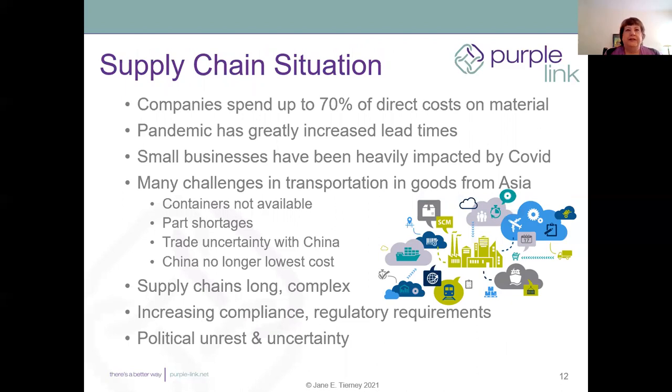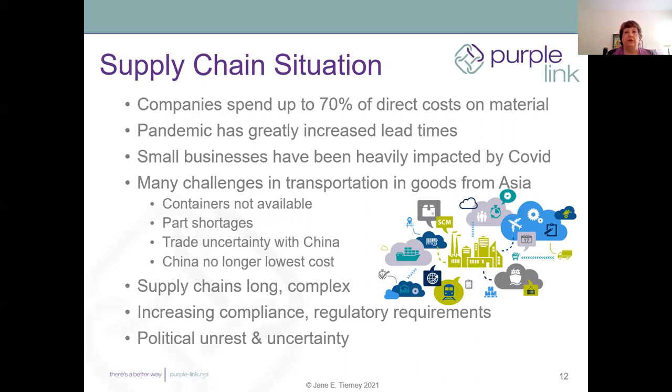What we need to know is supply chain situations are all over the place. Every company is unique, but companies can spend up to 70% and sometimes more on direct costs on material. So it can be the biggest expense that a company has is to buy and manage inventory in terms of supporting your production. The pandemic has increased lead times all over the place. At one point, they were about 2.5 times what they were pre-pandemic. Some have settled down, some have not, depending on the goods you're buying.